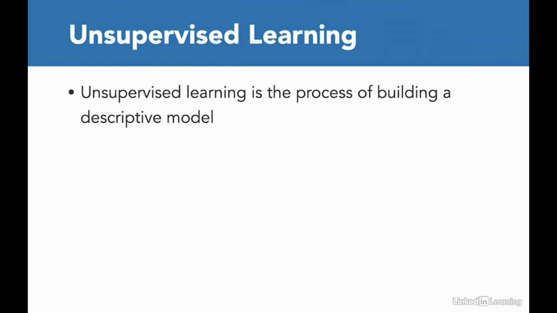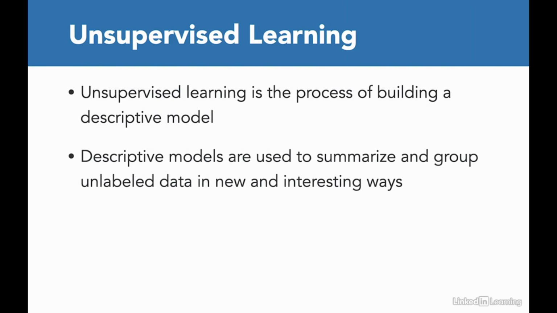Unsupervised machine learning is the process of building a descriptive model. We can think of descriptive models as machine learning models that help us summarize and group data in new and interesting ways. When we have data that may have patterns that we cannot readily observe, we use a descriptive model to help us identify those patterns.